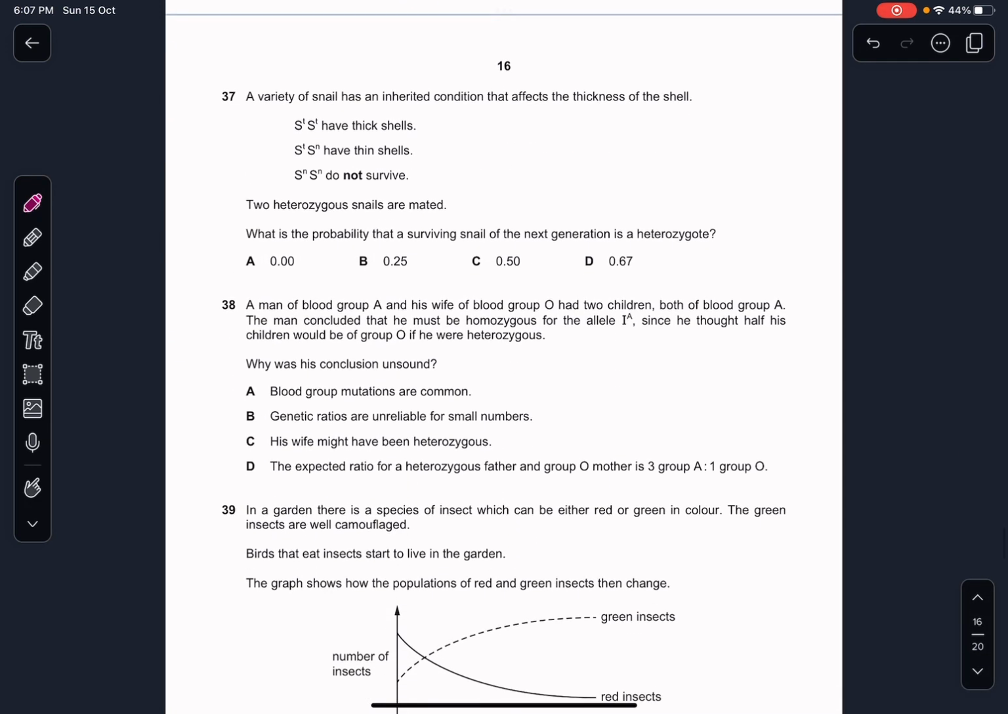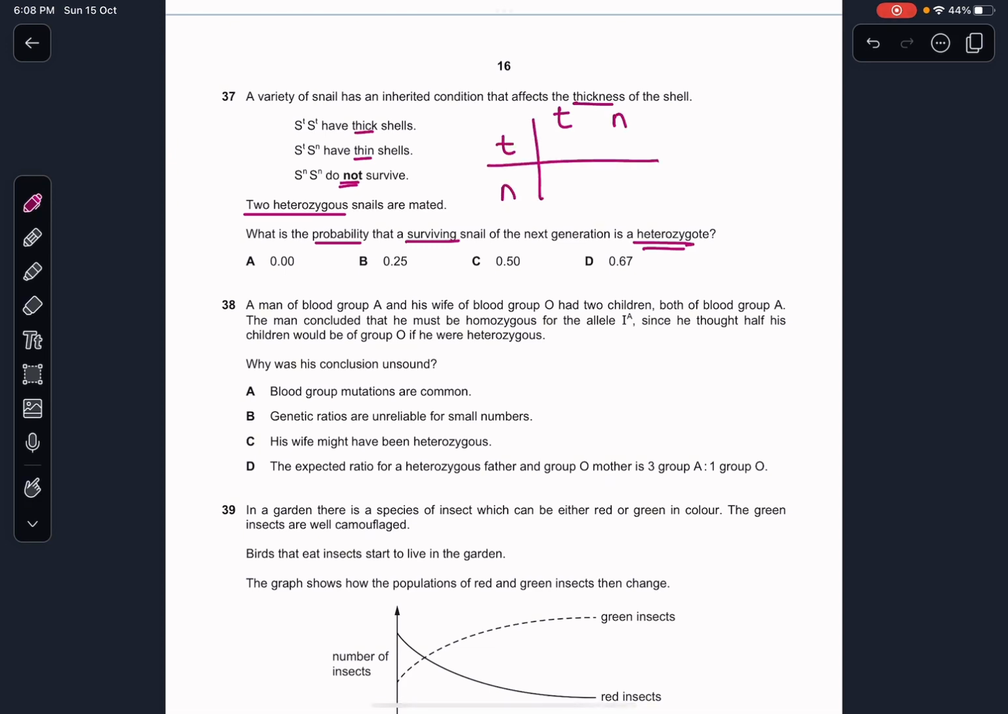A variety of snail has an inherited condition that affects the thickness of the shells. So TT have thick shells, TN, the heterozygote, has thin shells, and NN do not survive, right? So two heterozygous snails are mated. What is the probability that a surviving snail of the next generation is heterozygote? So if we make a Punnett square, over here this is homozygous, this is heterozygous, this is heterozygous, and this is homozygous again.